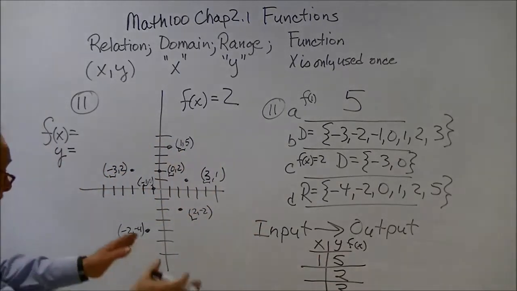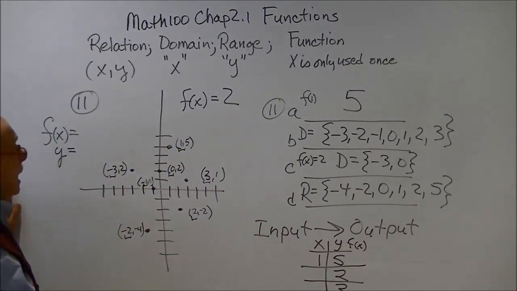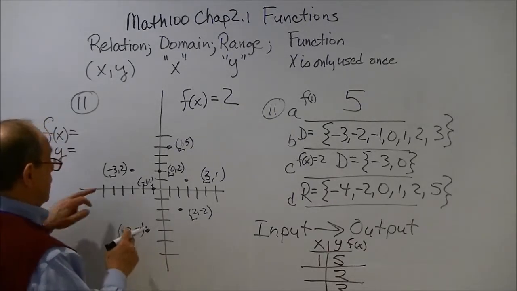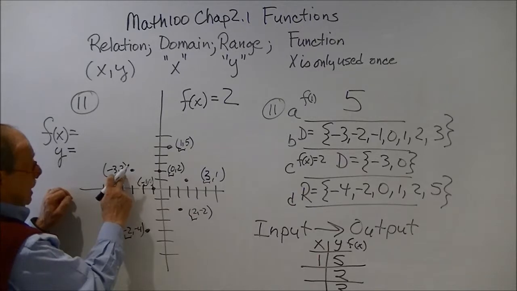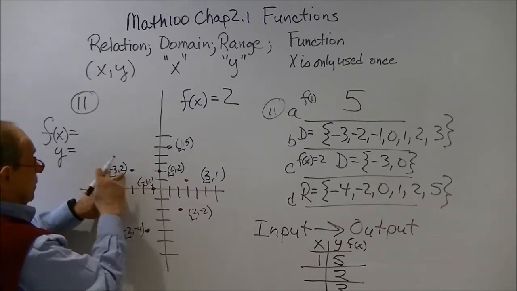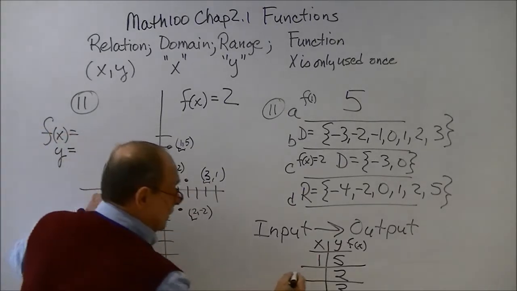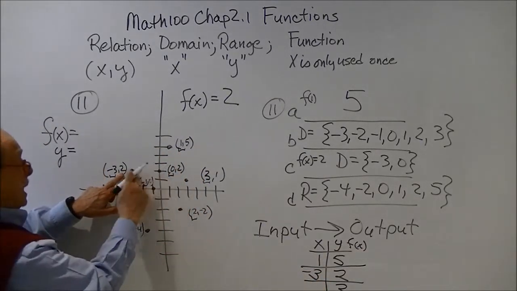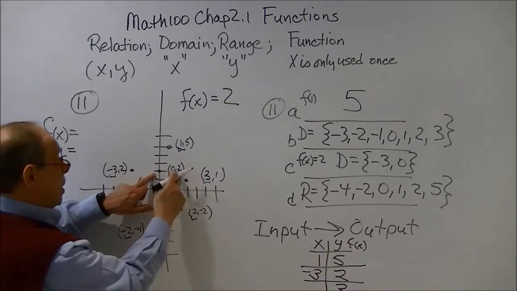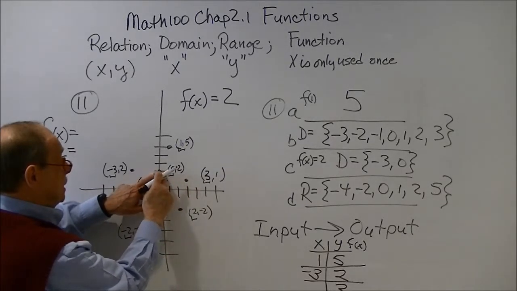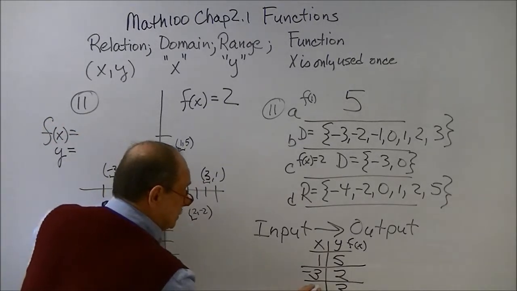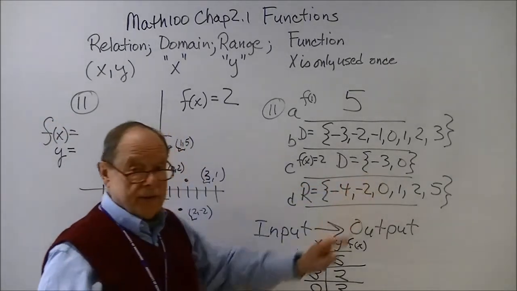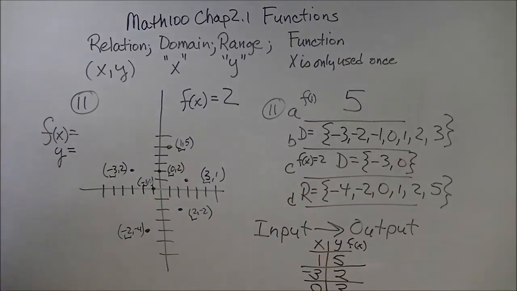So we go back to our graph, and where is y 2? Well, y is 2 here. So what is that x value? A -3. Y is 2 there. And then y is also 2 here, and that's a 0. So that's where I get these answers from.